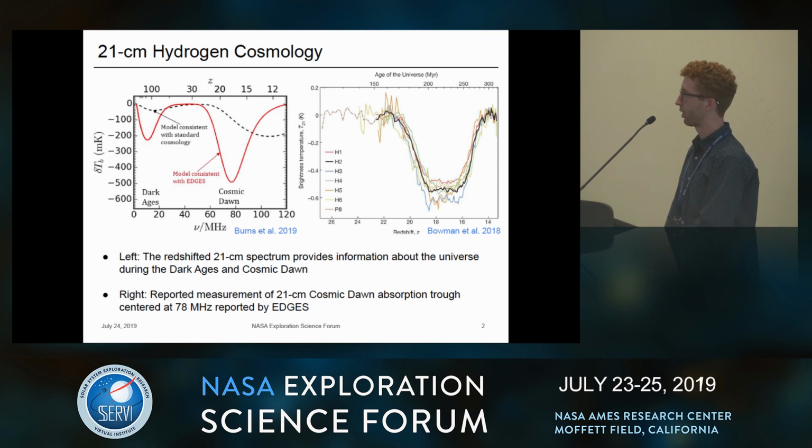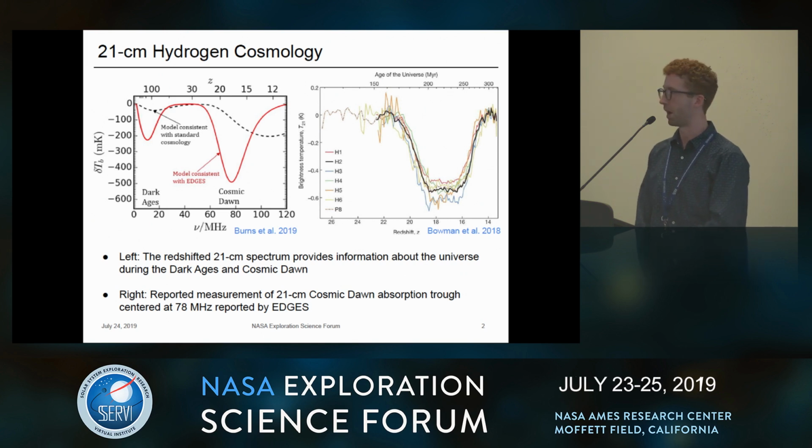The rest frequency of this transition is 1.4 gigahertz, but because of the expansion of the universe, the radiation becomes highly redshifted, and so by the time it reaches us, we see it between about 10 and 100 or 200 megahertz. And because we're looking at a single transition, if we take a spectrum, each frequency corresponds to a different redshift or a different time in the universe. And so you can really read the 21 centimeter spectrum as a sort of history of the hydrogen, or the evolution of the hydrogen in the universe.